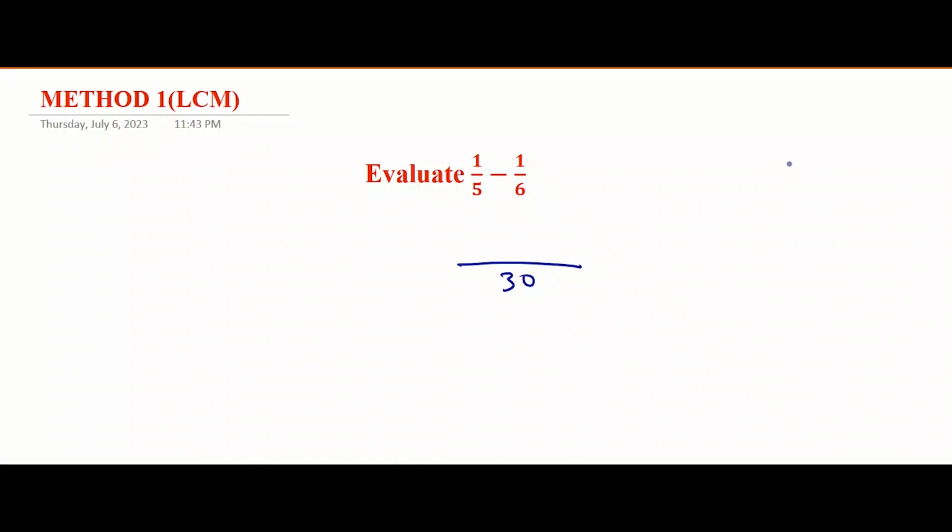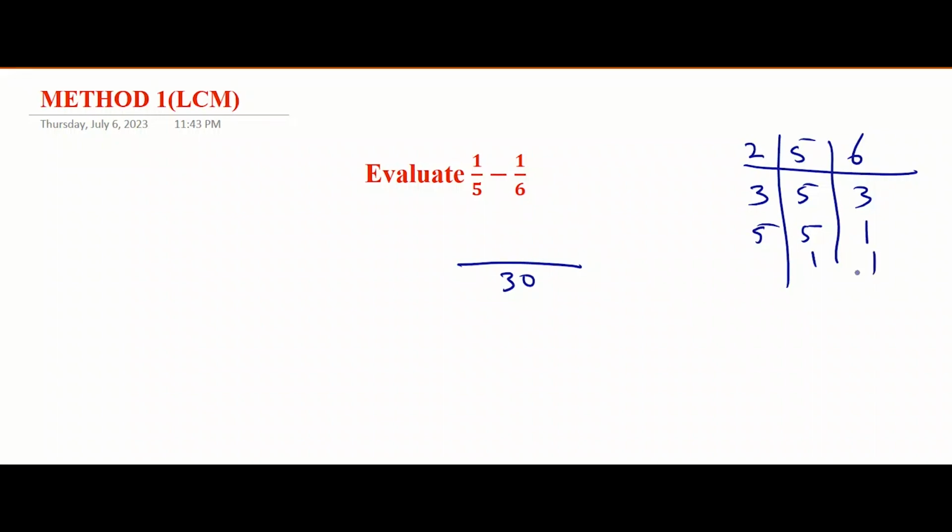Alternatively, you can use downward division by writing 5 and 6 here. So we find a number that can go in either 5 or 6. Start with 2. 2 cannot go in 5, so we drop 5. 2 goes in 6 3 times. 2 cannot go again, so we go to the next number, which is 3. 3 cannot go in 5, so we drop 5. 3 goes in 3 once. And finally, 5 goes in 5 once and repeat 1 here. So the LCM will be 2 by 3, 6, 6 by 5, 30. So the LCM is still 30.